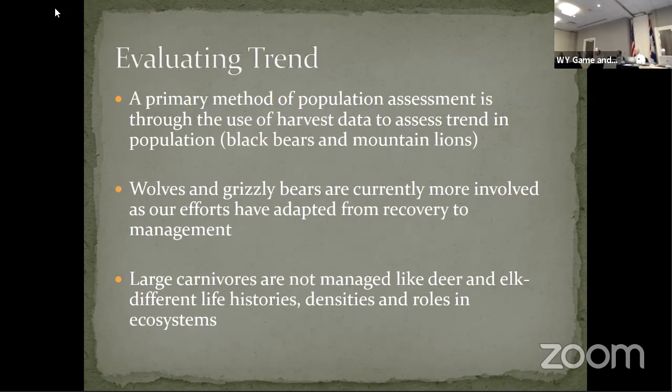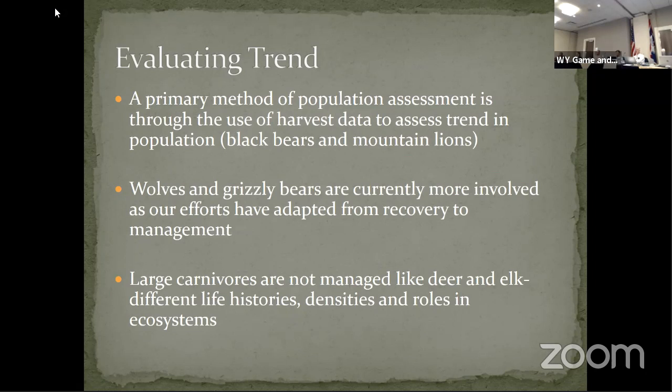So I'm going to go over the four large carnivore species that we deal with in the state: mountain lions, black bears, wolves, and grizzly bears. For mountain lions and black bears, we do not enumerate the total number for the population. Rather, we look at trend, and we use harvest to look at that trend. But we also are looking at other ways to better understand them.